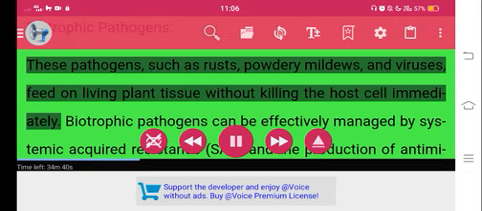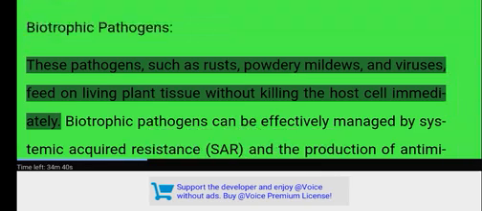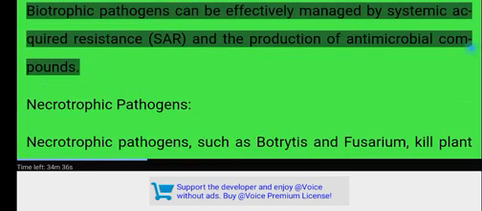Biotrophic pathogens. These pathogens, such as rusts, powdery mildews, and viruses, feed on living plant tissue without killing the host cell immediately. Biotrophic pathogens can be effectively managed by systemic acquired resistance (SAR) and the production of antimicrobial compounds.